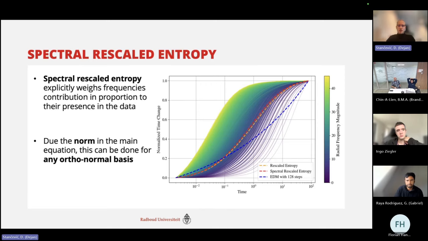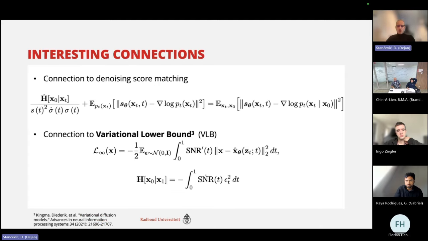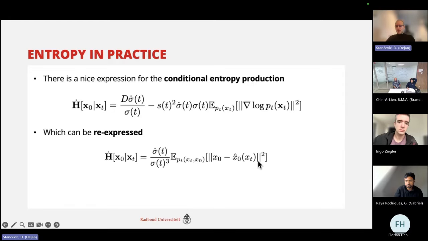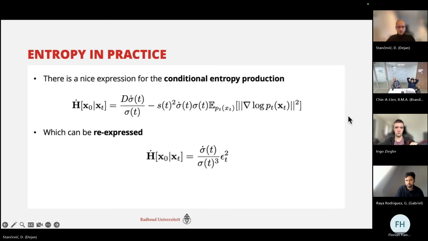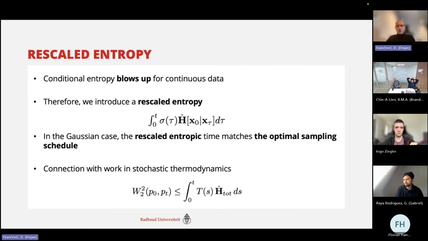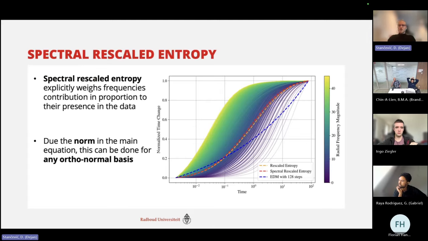Yes, so we also tried to introduce spectral rescaled entropy, just because, as we have seen, conditional entropy depends only on norm squared. So that means we can split it into any orthonormal basis and look at the value for each basis element. In the end, this is just a summation over all those orthonormal bases. So we said, okay, what happens if we look at the Fourier basis, and then instead of just summing it up, we normalize each Fourier basis element to 1, and then we reweight it by how much that Fourier basis is present in the data set. So we are trying to rescale it with respect to spectral properties of the data set.